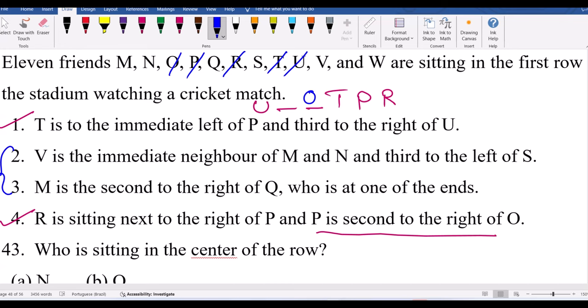Okay, M is second to the right of Q. Q is at one of the ends, guys. M is second to the right of Q means Q is at the left end. M is second right. 3 slot, 4, 5, 6, 7, 8, 9, 10, 11. We want 11 slots. Those are the 11 slots I can say. Okay, Q is on the left end. 5, 6, 7, 8, 9, 10, 11. Okay. Now, what is left over?